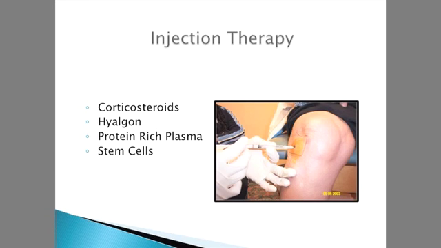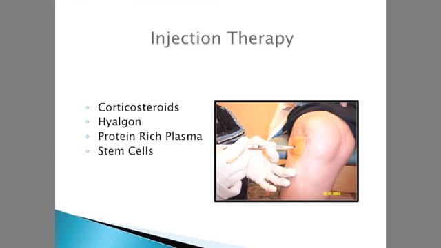I usually have people take 1,500 milligrams of glucosamine in divided doses a day, and about 1,200 milligrams of chondroitin sulfate. Injection therapy, I think corticosteroids will give you the biggest bang for your buck, so to speak. But if someone comes in with an acute flare of arthritis, I think corticosteroid injection is very, very helpful.